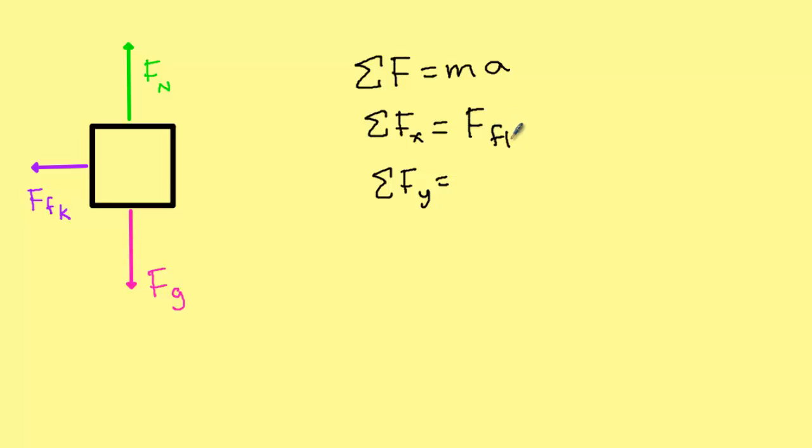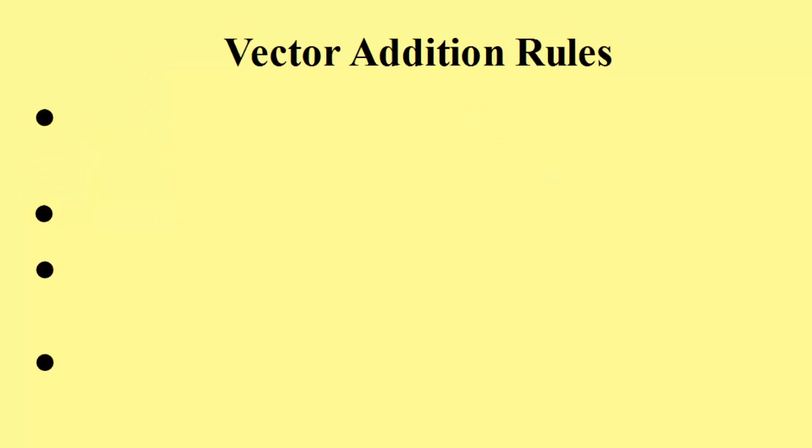So, force of kinetic friction. And in the y direction, our forces are the normal force and the force of gravity. So we would add together normal force plus the force of gravity. But when you're looking at vectors, instead of dividing them up like this, we can just add all of these vectors together by moving the arrows around and adding the arrows together. But we have to follow a few rules for this. So there's 4 vector addition rules that we need to worry about.